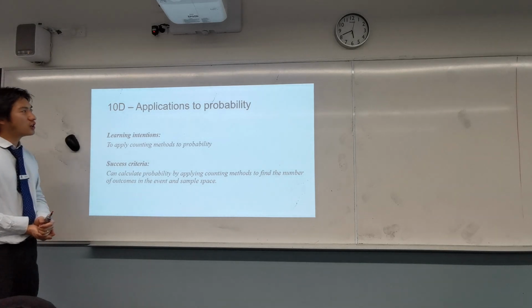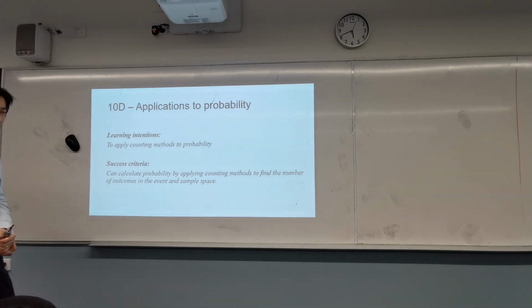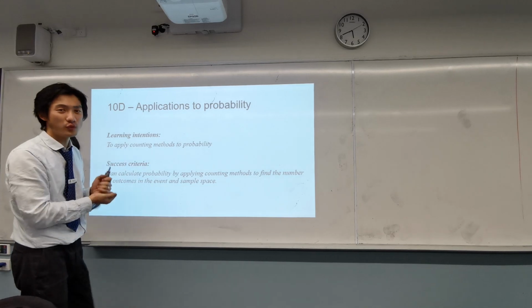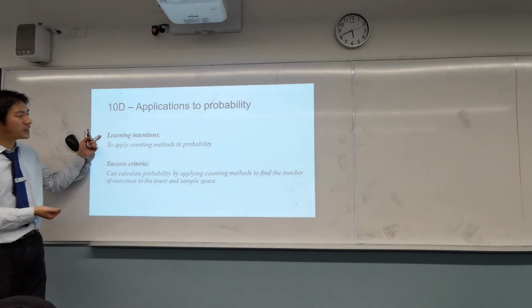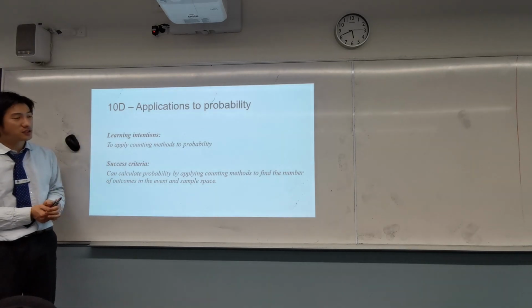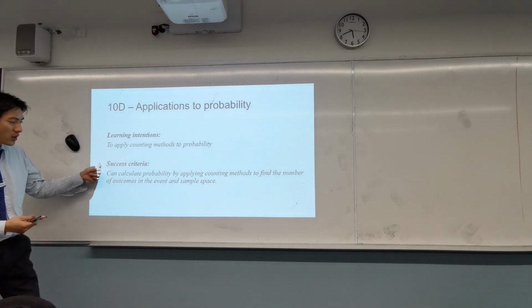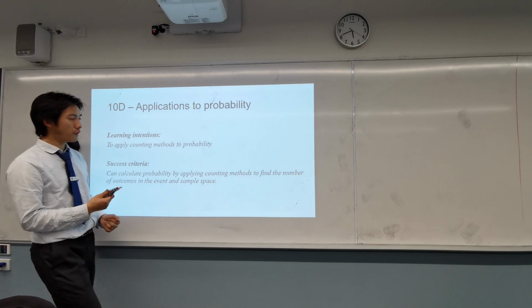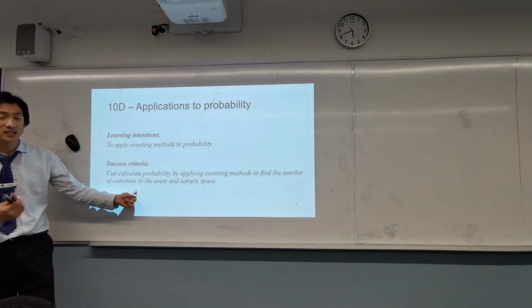Today we're going to be working on exercise 10D. This is going to be applications to probability, applications referring to the counting methods we've learnt. Our learning intention is to apply counting methods to probability. Our success criteria is can calculate probability by applying counting methods to find the number of outcomes in the event and sample space.